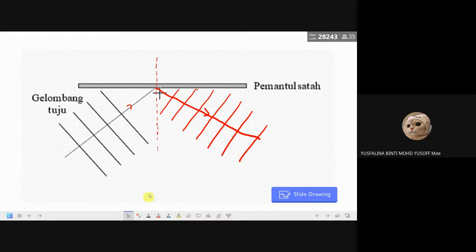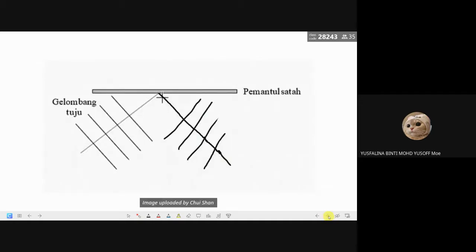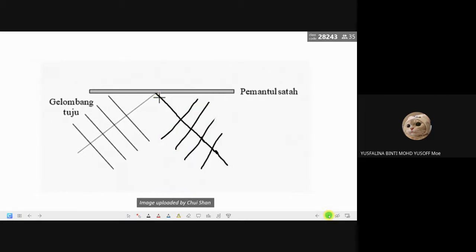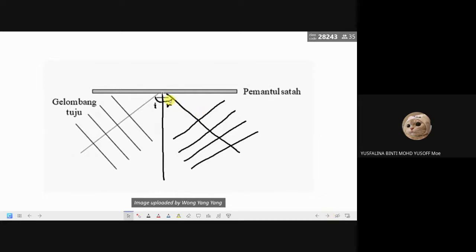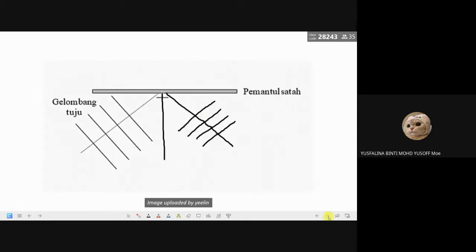Right, so let's see your answer to this one. Don't forget the normal line. There is no normal line here. Make sure you draw one normal line here. Okay, you're good, Yang Yang. Just make sure the wavelength is the same. This one also, I understand, maybe you drew using your mouse. Now this one, Ethan, the normal line should be here, not here. Right, good. This one, the wavelength is shorter than this one. The wavelength must be the same.